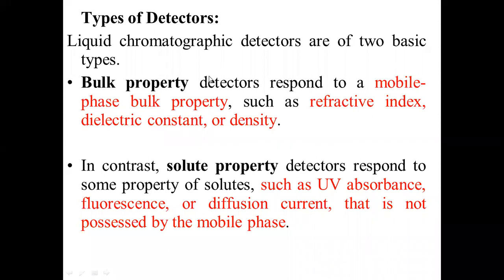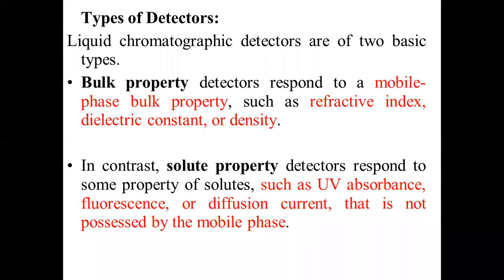So, dependent upon the response of the detectors, detectors for HPLC are classified into two types: bulk property detectors and solute property detectors. The difference is very simple. In bulk property detectors, the detector is going to give the signal with respect to the mobile phase bulk property. It may be refractive index or dielectric constant or density or electrical conductivity or thermal conductivity or fluorescent intensity, whatever it is, or UV visible absorption, whatever it is, the bulk property of the detector is in respect to the mobile phase property.